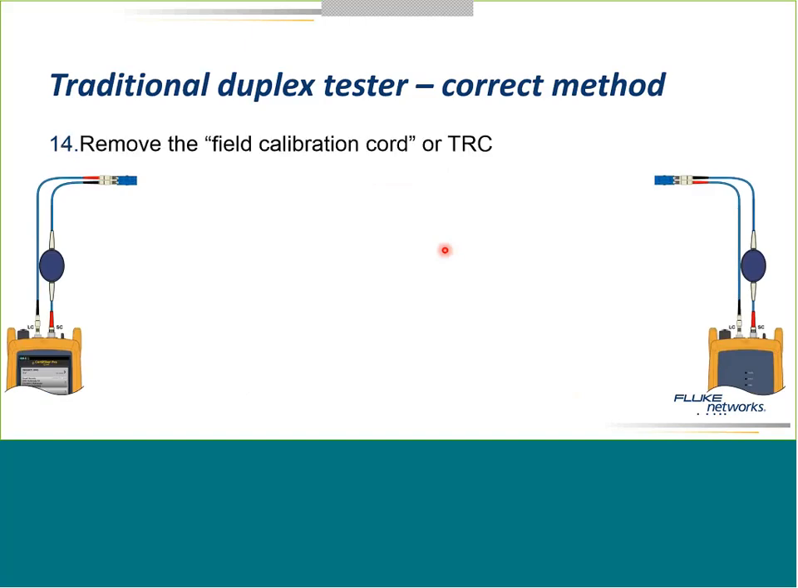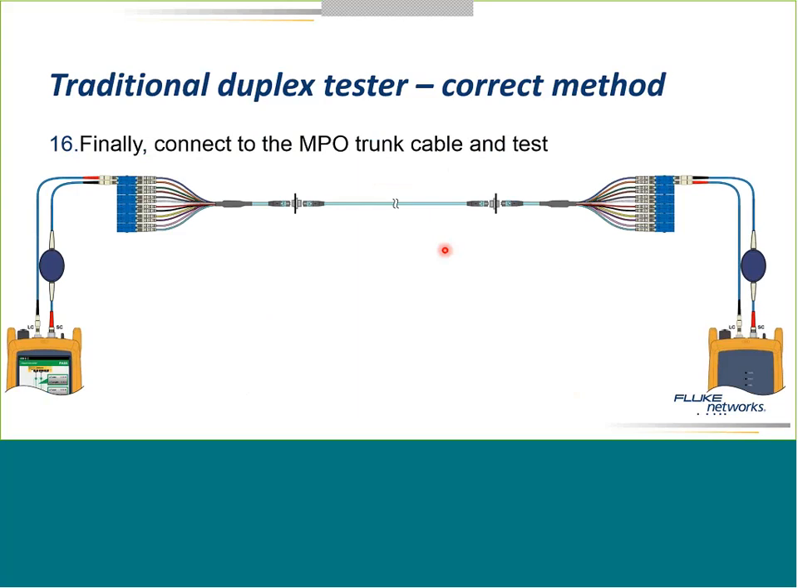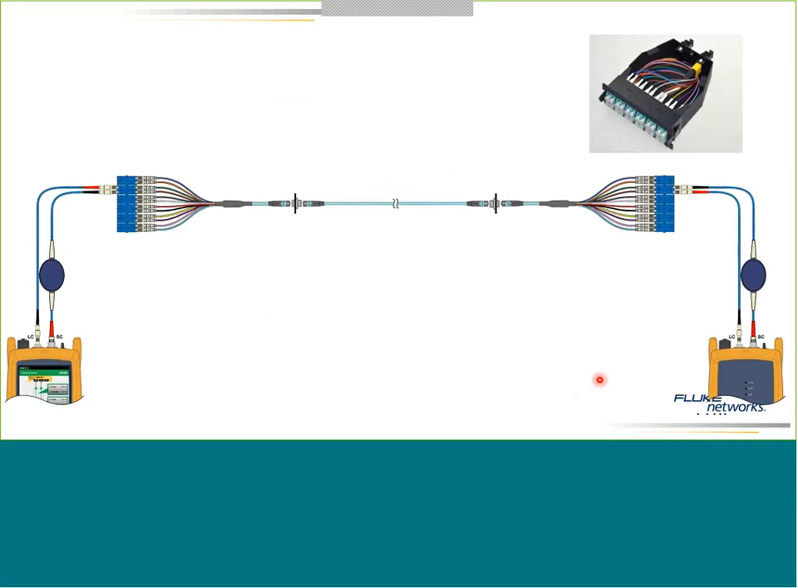Now this reference includes the loss value for our 2 couplers. We're going to remove our field calibration cord, and now we can install a fan-out cable on each end and our trunk cable to be tested, and we're going to go 2 at a time through the whole cable. A little bit more complicated. You want to make sure you're doing the right steps to set the reference. That will give you a much more accurate test.